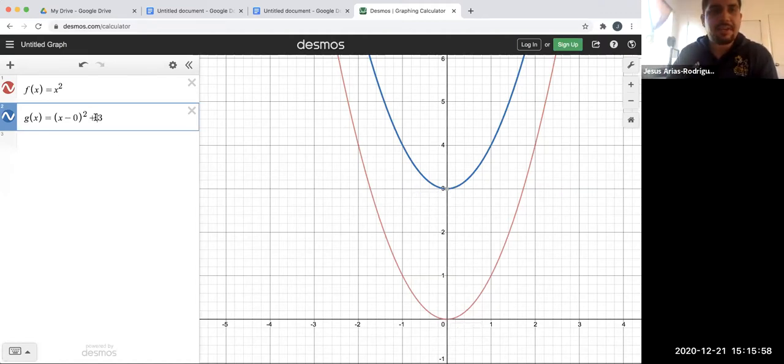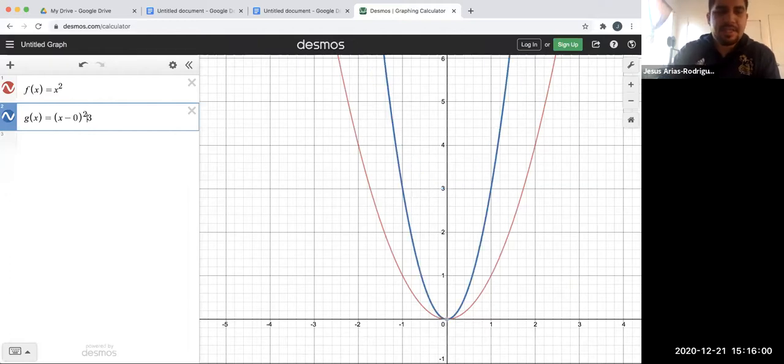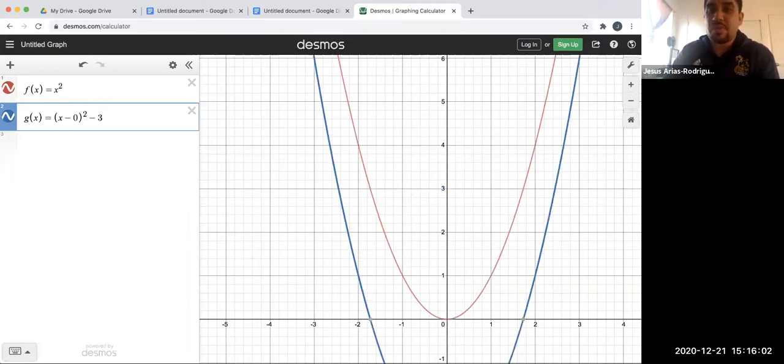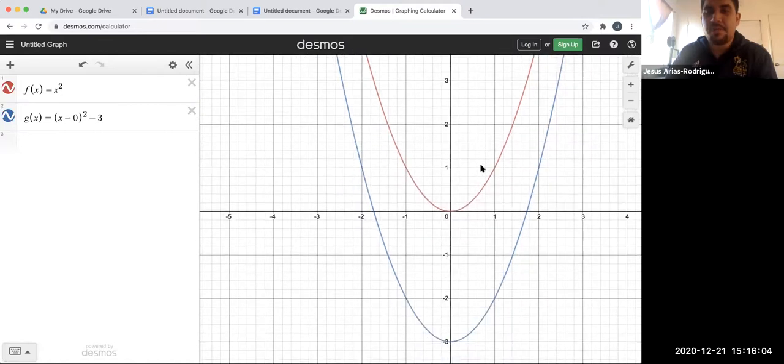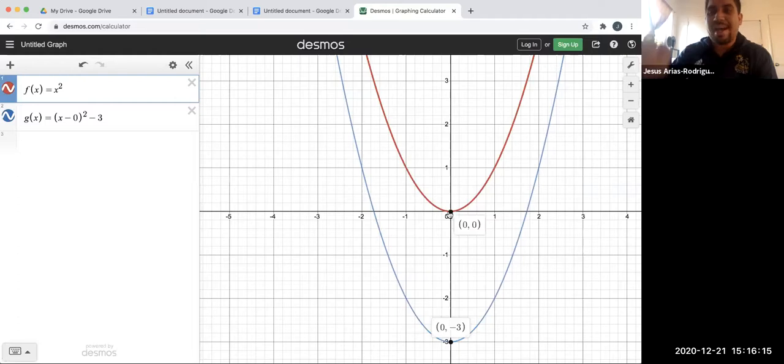Now, if I turn that k into negative, then we have the opposite effect. Now my vertex is located down there. It happened as if the vertex of the parent function had been dragged down along the y-axis 3 units. So that's exactly what happens. That's the effect of k when it's positive or negative.